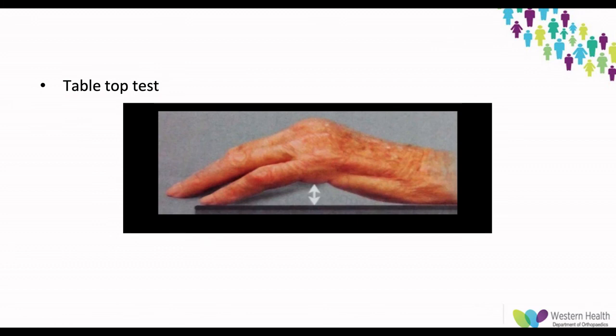A positive tabletop test is one diagnostic tool that is often used to indicate patients for an intervention to resolve the contracture. You ask the patient to lay their palm down on the table, and it's positive if you can slide a pen underneath it. This indicates a metacarpophalangeal joint contracture of between 30 and 40 degrees.